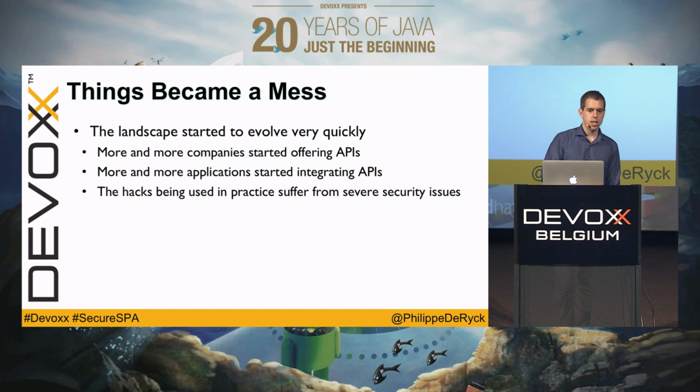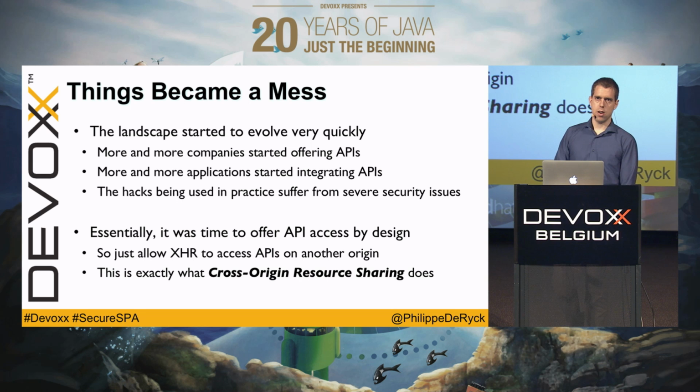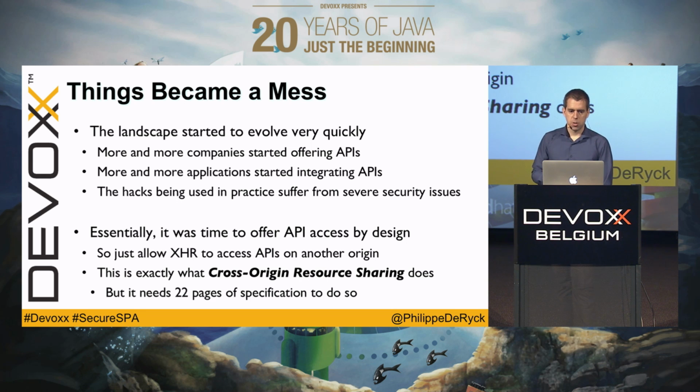We had a quickly evolving landscape. We had major corporations like Google and Facebook pushing forward, and more people started offering an API, and we didn't have a way to integrate the API, so we needed a way to have API access by design regardless of the origin. So why don't we simply allow XHR to access APIs on our origin? That's essentially what cross-origin resource sharing does. But the spec is 22 pages of specification, simply to allow that. So this may be a hint that it's not so easy as you might think, because there are some really serious security issues that will arise when you try to do so.